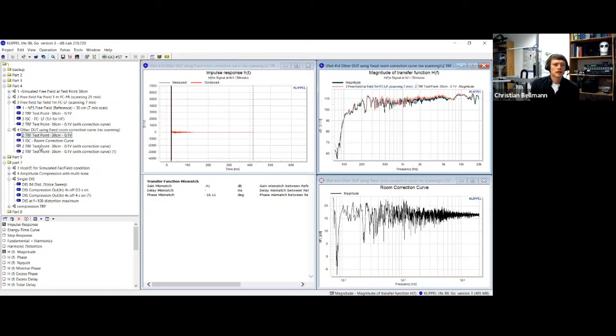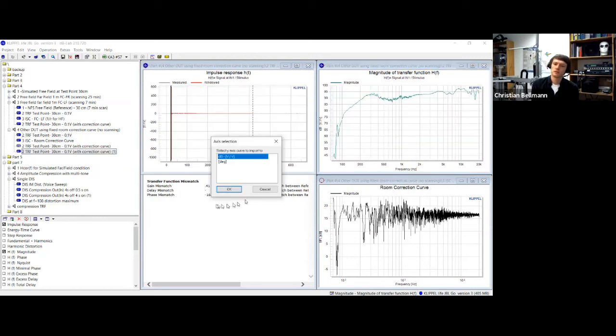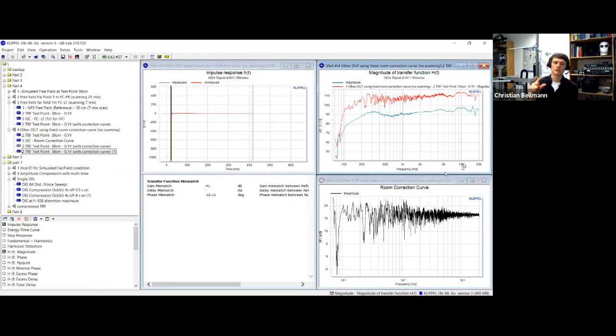But the measured one is now different from the absolute level because we have compensated also for the distance here. That's the point. We can look at the curve shape, but the absolute level will be different. This is now again the 16 dB from the half space and from near field to far field.